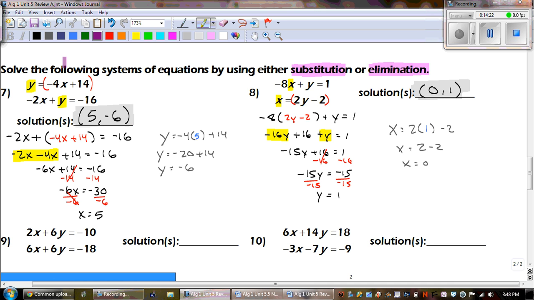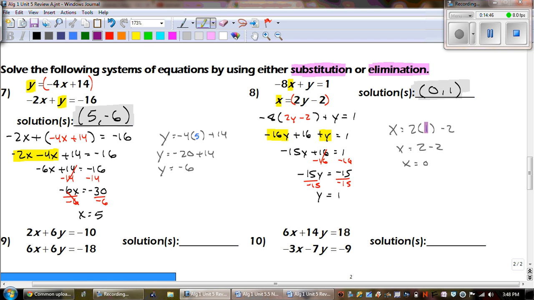Okay, so I plugged in the negative 2y minus 2. Remember, this is our check right here. Our first step, I only have the variable y, so good. Distribute, we get negative 16y plus 16 plus y equals 1. I combine like terms to get negative 15. Subtracted my negative 16 and then divided by negative 15 to get a positive 1.